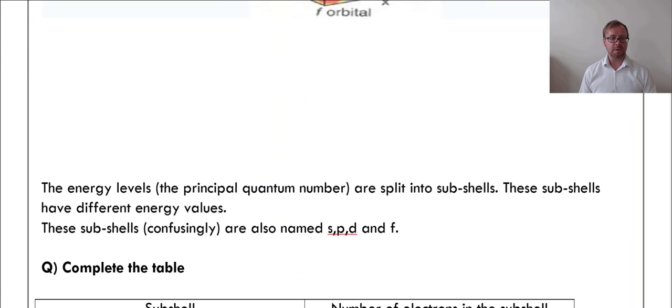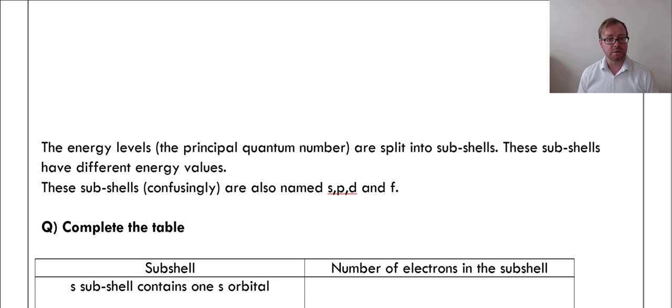Okay, so moving on. Bit of definition. So the energy levels, the principal quantum number, are split into subshells. These subshells have different energy values. These subshells, confusingly, are also named S, P, D, and F. So we've said a lot of words there, and electron configuration sounds quite difficult to begin with, but as long as you keep practicing, it starts to make more sense. Right, so we'll just carry on. So these energy levels, before we carry on, are where the electrons are going to be occupied.